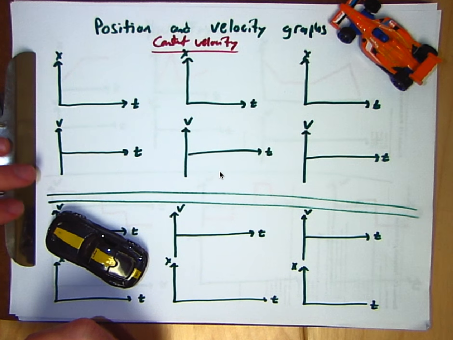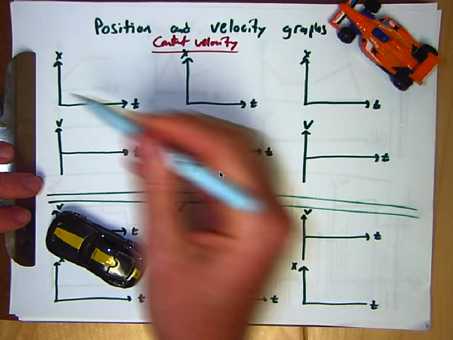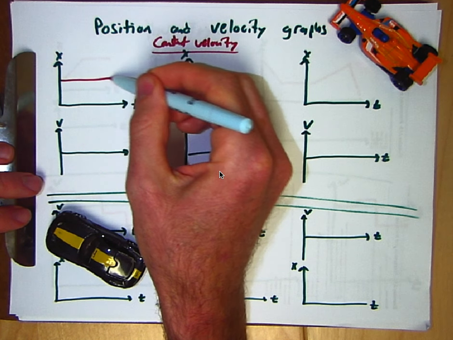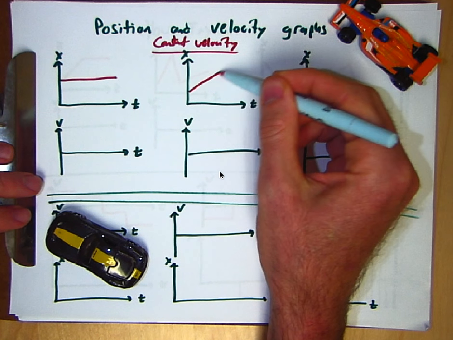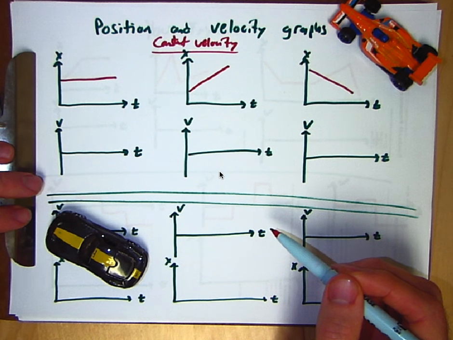So there's three real basic things that can happen on a position graph. I'm going to draw the position graph and then the velocity graph. So on a position graph, you can just have something really easy like that. You could have something like that, or you could have something like that. Those are the three real basic things you can do on a position graph.